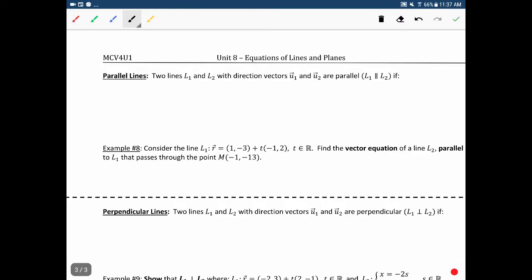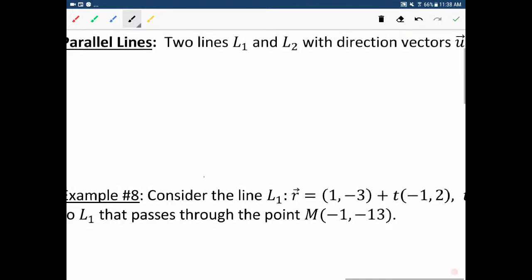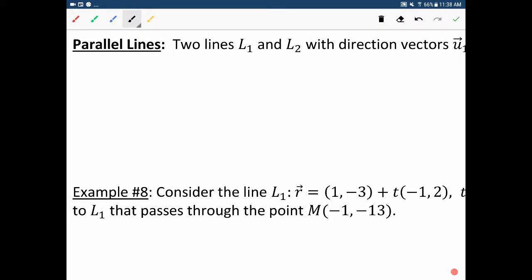So we're going to jump ahead. That last page was all made up of questions that you are going to work through. We're going to jump ahead to parallel lines. If we have two lines, L1 and L2, with direction vectors u1 and u2, we can determine that the lines are parallel in a couple of different ways. Some are obvious, some less obvious, some more useful. First, if the direction vectors are parallel, then the lines are parallel, which makes sense.